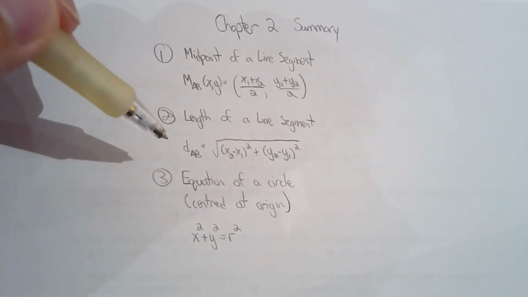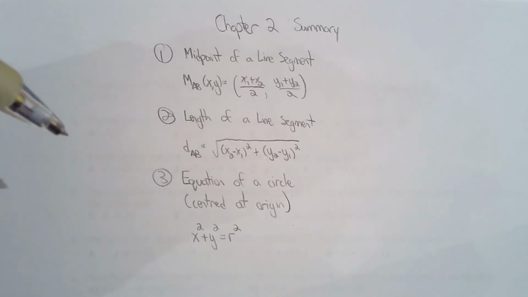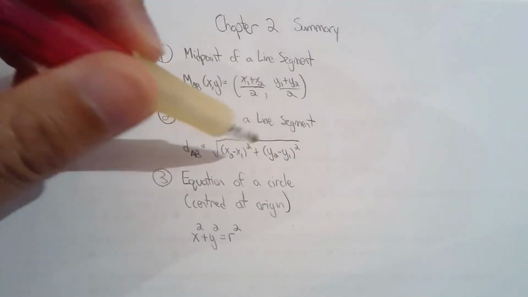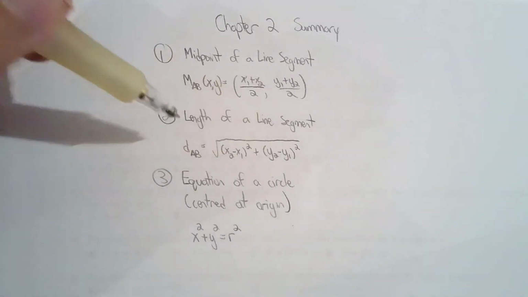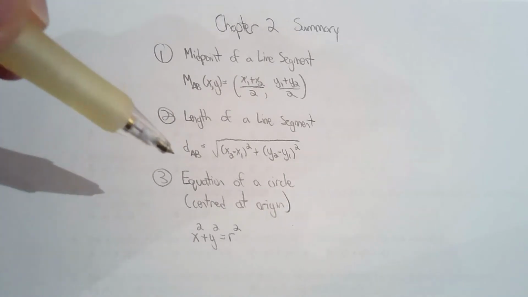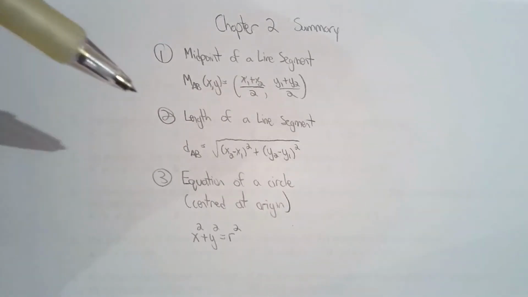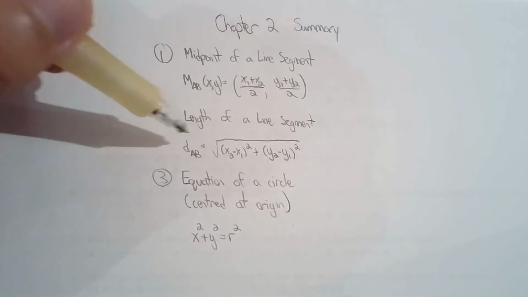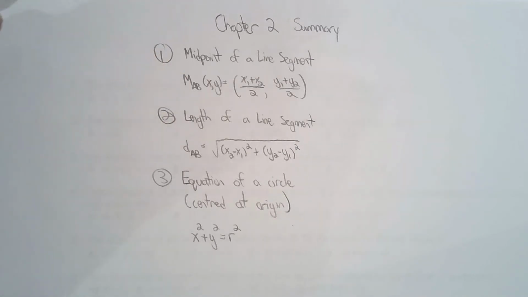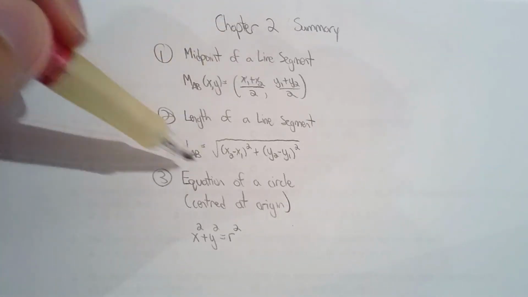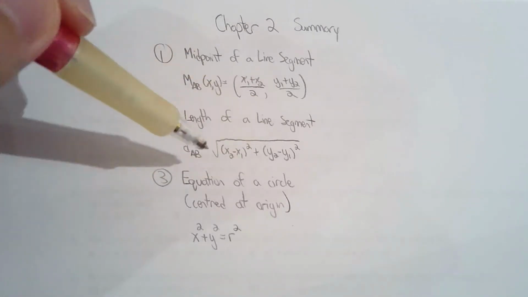Okay, what about the length of a line segment? We really try not to memorize this formula. Where did it come from? It came from the Pythagorean theorem. Okay, the line segment can really be visualized as the hypotenuse of a right triangle, so that's why this formula is derived from the Pythagorean theorem.